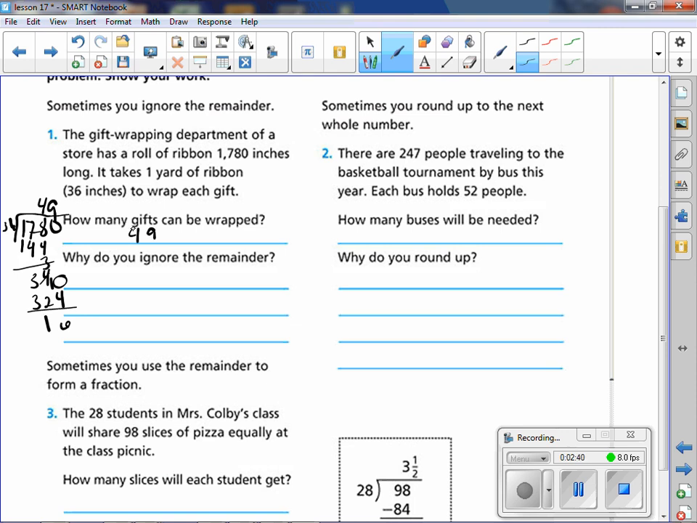49 gifts, right? But we're going to ignore this remainder. We don't want to do anything with it. Well, why is that? Because 16 inches of ribbon is not enough to do anything with for these gifts.